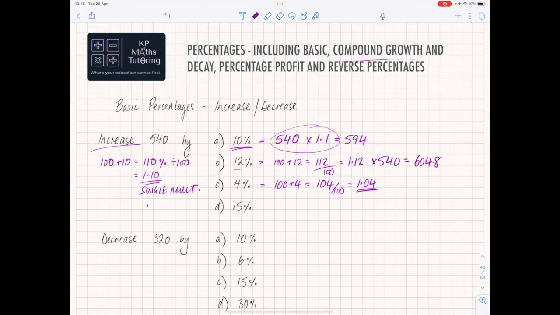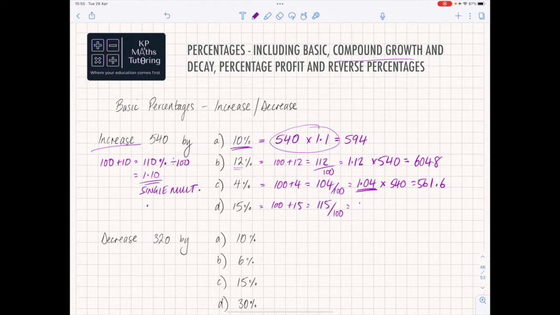Really important here that you know that's 1.04 and not 1.4, because if it was 1.4, that would be 40%. So then you're doing 1.04 times 540, which gives you 561.6. And then the last one, 100 plus 15 is 115.